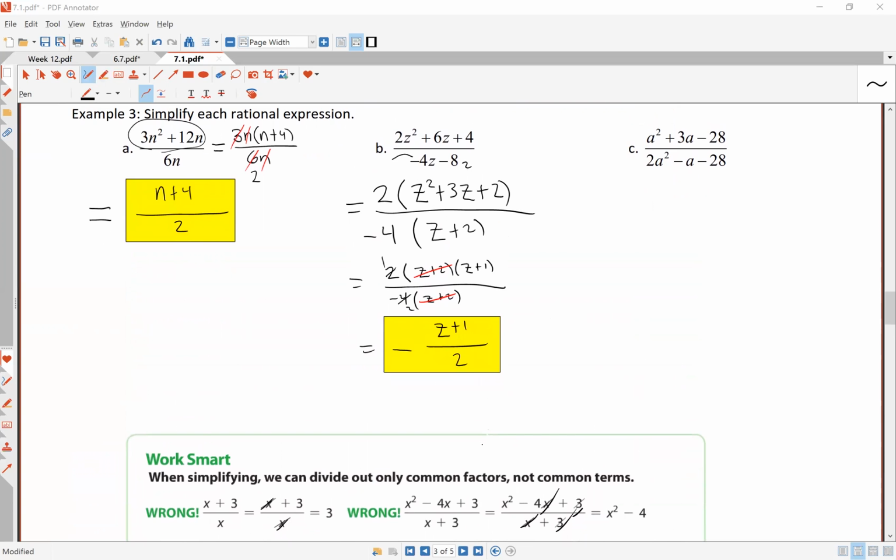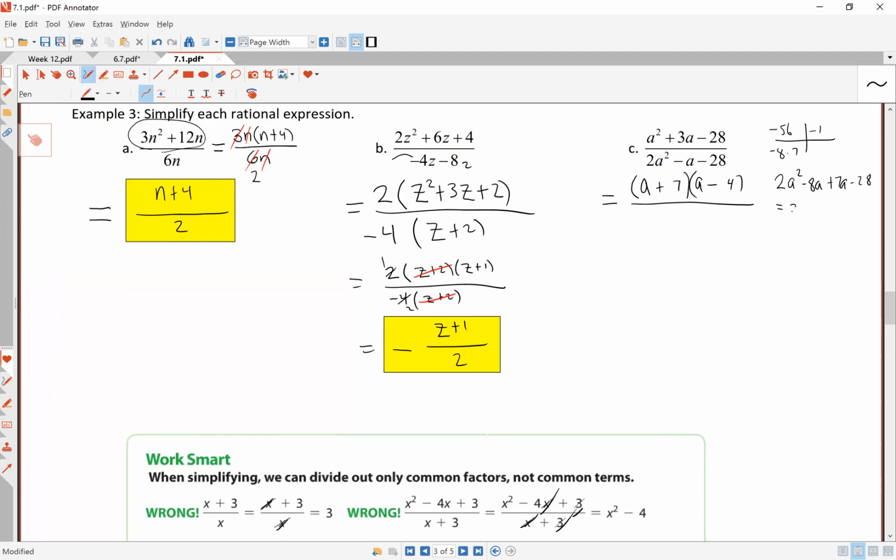All right, the last one. The numerator is a squared plus 3a minus 28, which factors as a positive 7 and a negative 4. Let's see, the denominator, the product of two numbers is negative 56 that adds to negative 1: negative 8 and 7. That's a 2a squared minus 8a plus 7a minus 28.